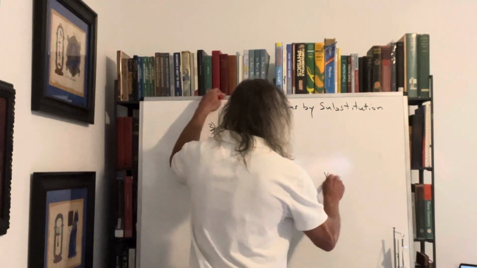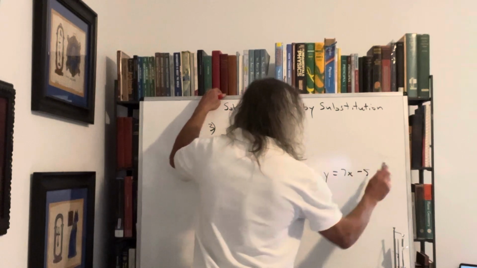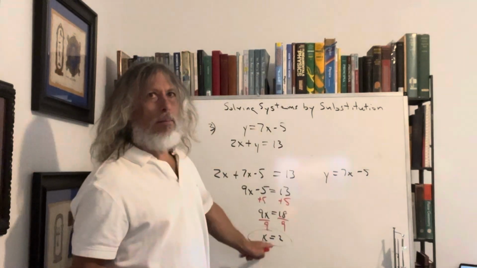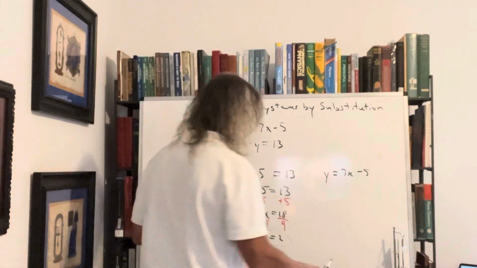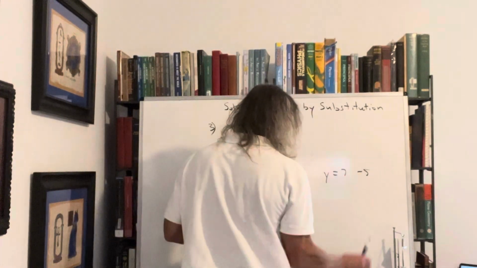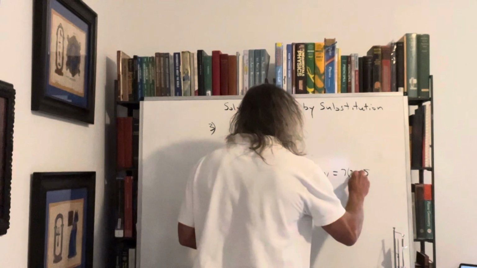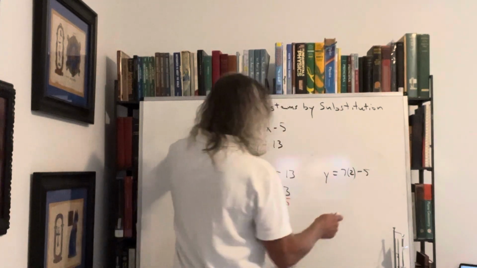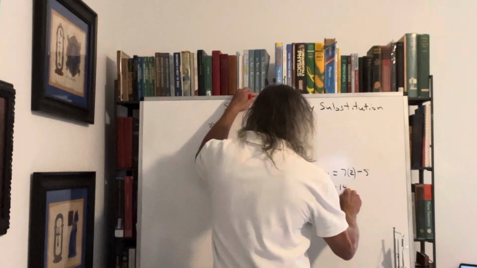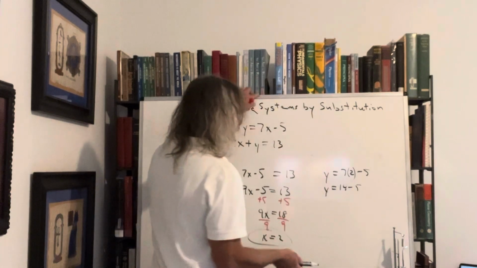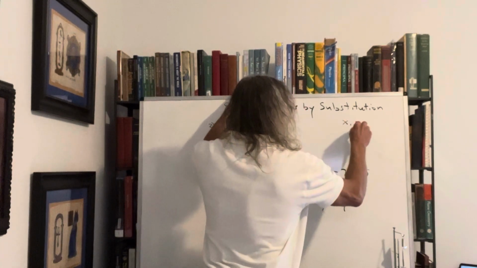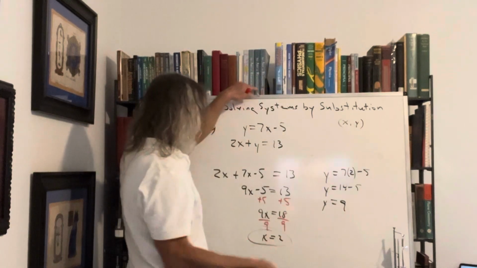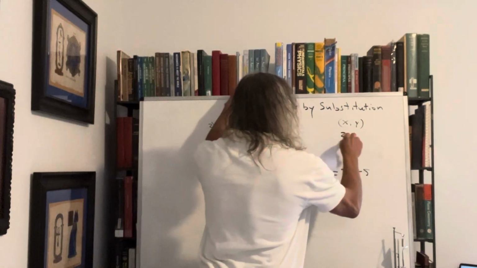So y is 7x minus 5, but x is 2. So in place of the x, I can put a 2. X is 2, 2 is x and x is 2. So 7 times 2 is 14. 14 minus 5 is 9. So the ordered pair we're looking for is (2, 9).